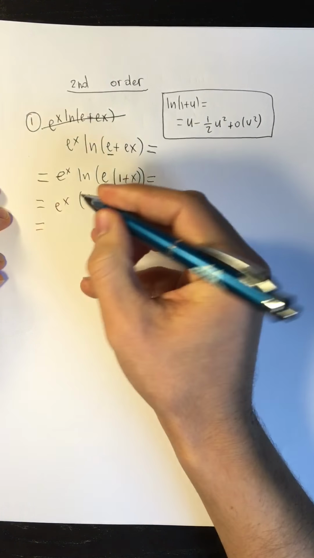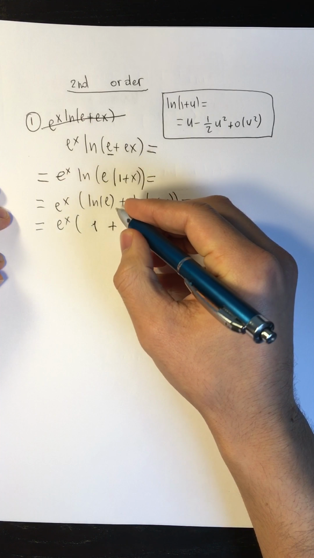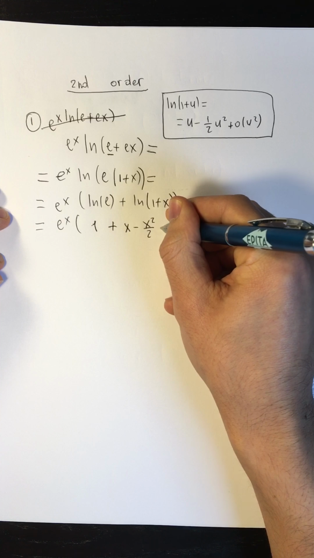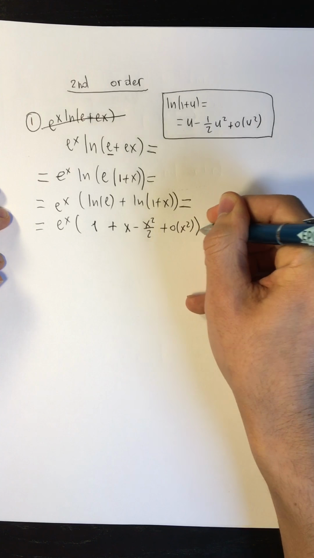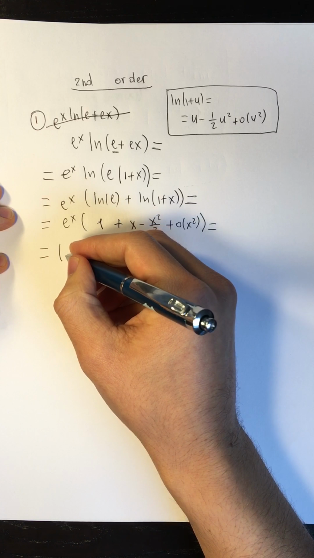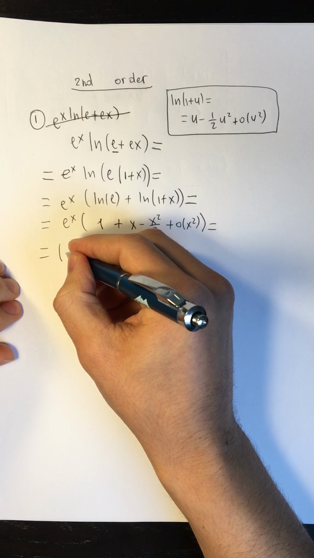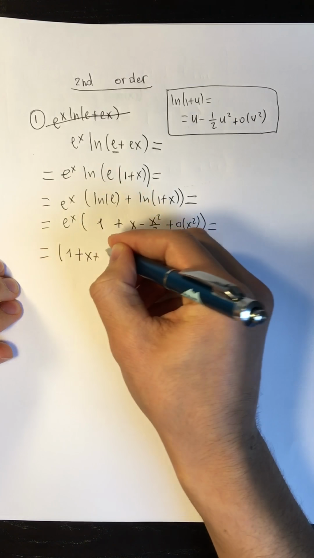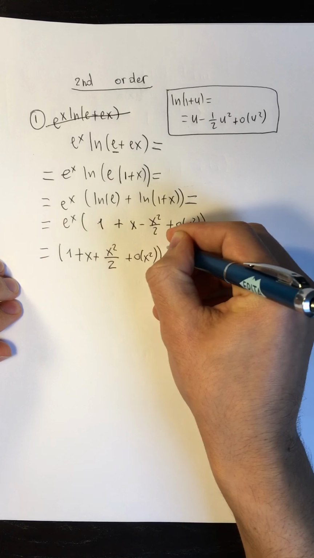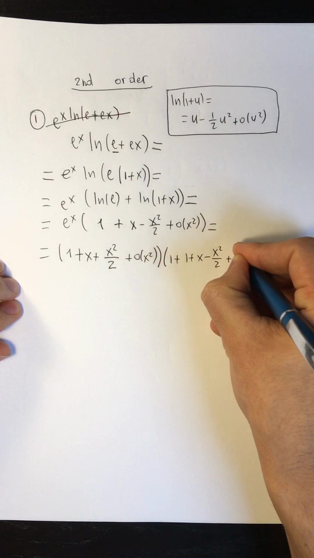Okay, now you continue. Ln e is 1. And ln(1 plus x), what is it? It's x minus x squared divided by 2 plus o of x squared, right? And in here, e to the x. Now we're concerned about this part. You take the second order and use the formula number 2. According to formula number 2, it's equal to 1 plus x plus x squared divided by 2 factorial, and that's 2, plus o of x squared, plus 1 plus x minus x squared divided by 2, plus o of x squared.